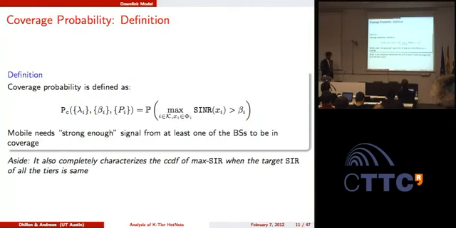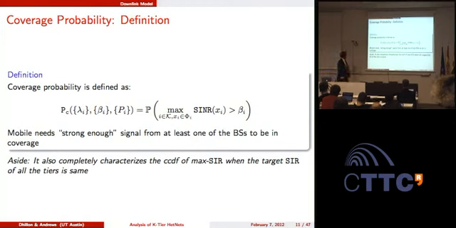And since we will be spending a lot of time on coverage, it's important to define what coverage actually means here. So my coverage probability is going to be a function of the three main parameters I defined. Just to recall, we have lambda i's, which are the densities of different tiers of base stations, beta i's, which are target SIRs, and P i's, which are transmit powers for different tiers. Now, if at least one of the base stations provides you with enough SIR to satisfy the target SIR, you are in coverage. That's what this basically means. In other words, the mobile needs a strong enough signal from at least one of the base stations.